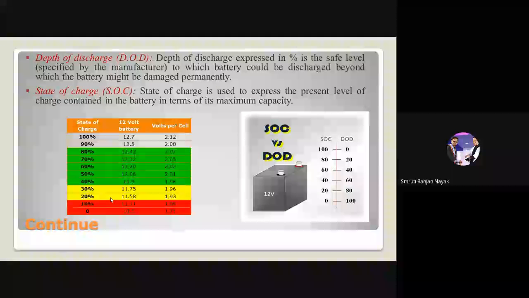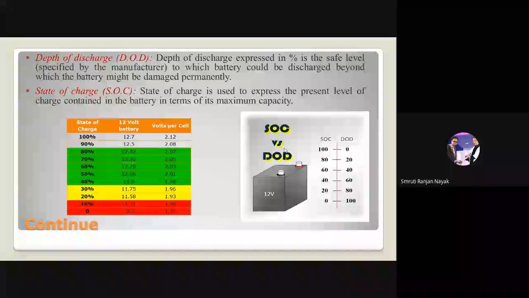So 10.5 means that there is no power in your battery. You can never use it. Here is another diagram, SOC versus DOD. When SOC is 100, DOD is 0. When SOC is 80, then DOD is 20. When DOD is 80, your SOC is 20. So this is the calculated value of one battery. That is what depth of discharge and state of charge are.